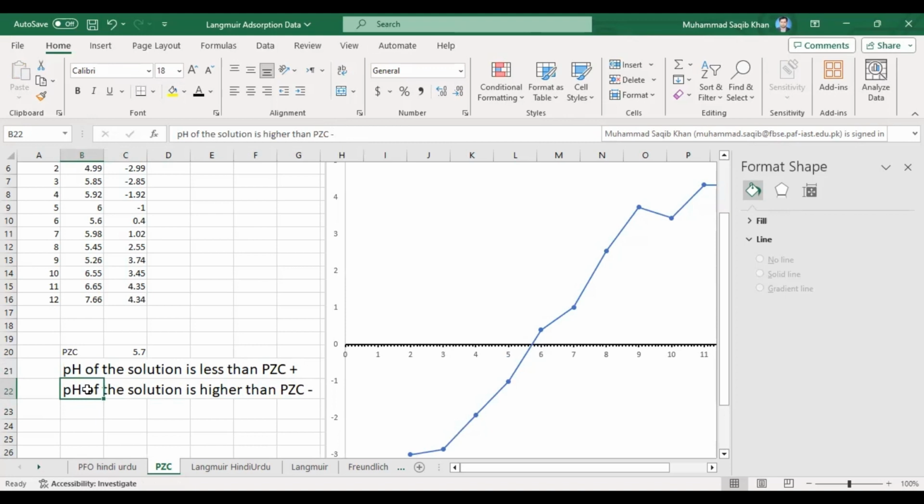But if the pH of our solution is higher than the PZC value, then the charges on the surface of our adsorbent will be negative. More positive charges will be attracted towards the surface, towards our nanomaterial. Hopefully you understand this. If there is still any problem, you can tell me in the comment section. I'll try to explain it in more detail.